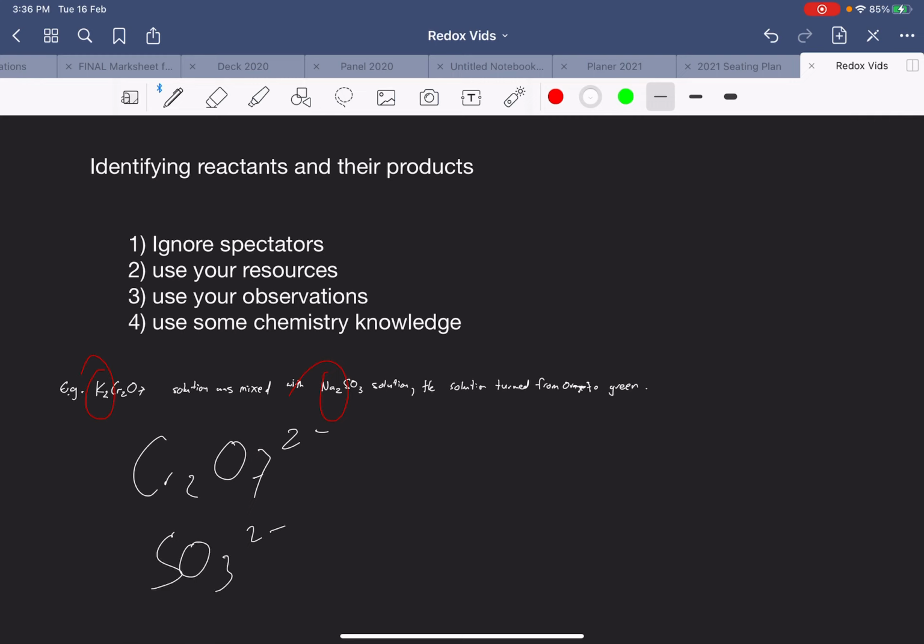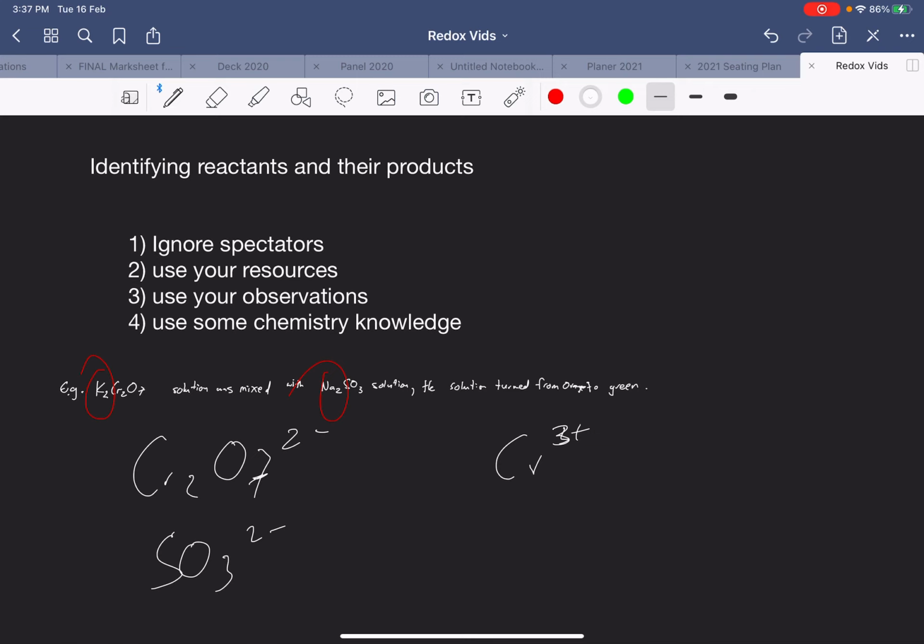Okay, so the second thing I'm going to do with this example is I'm going to use any resources I'm given. So I know if I look up the table, there are only 2 forms of chromium, Cr2O7 2- and Cr3+. If I looked at the level 3, there would be a couple with Cr2O7 2- and Cr3+ combined. So either way, level 2 or level 3, you can work out it's going to make Cr3+ because that's the only other form we're dealing with. And you could use some chemistry knowledge and know that yourself.